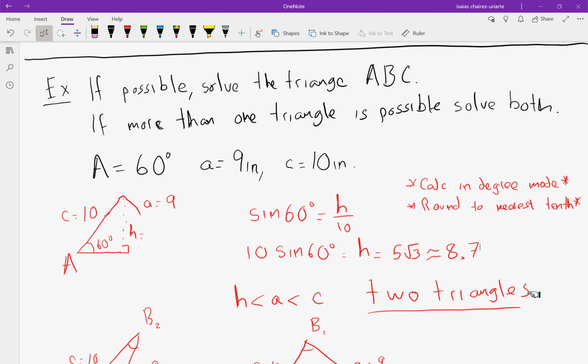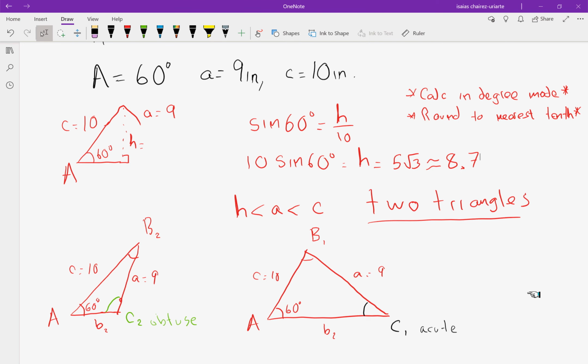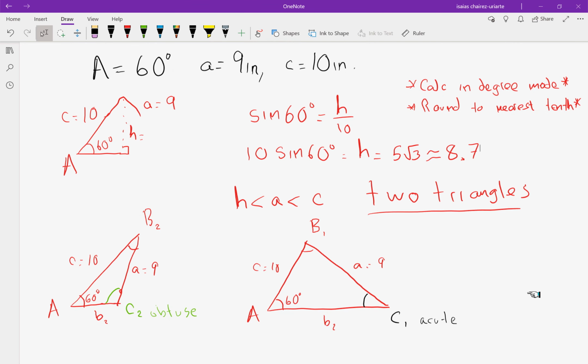Now we need to visualize how these 2 triangles look. And well, I've sketched them here a little bit of how they could possibly look. And these are the 2 possible triangles that we can form here. So you have this triangle where you have angle A being 60 degrees, you have the side opposite is 9, the side C is 10, and over here we're going to have this angle that I'm calling C2 in green. Notice that this angle C2 is obtuse, and then we have an angle B2 and its corresponding side length B2. That's one of the possible triangles that can come out of this.